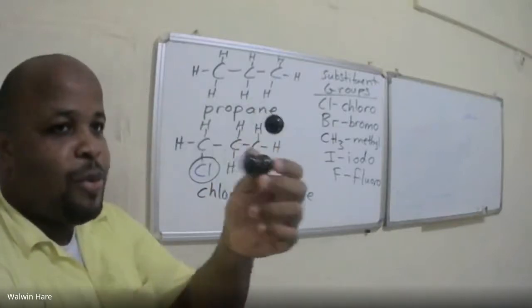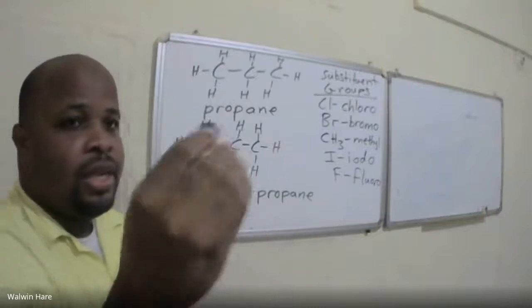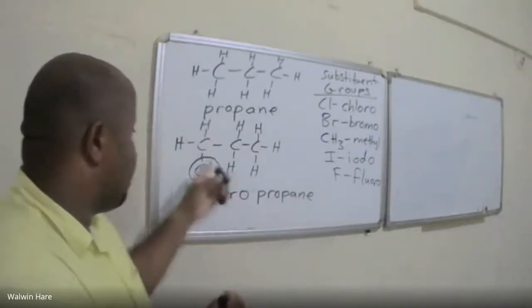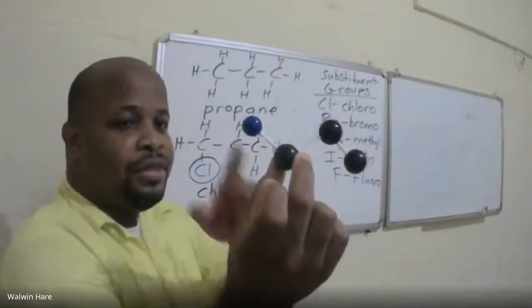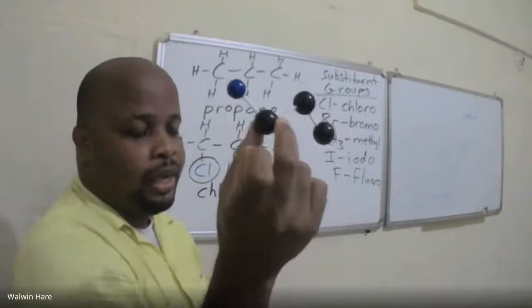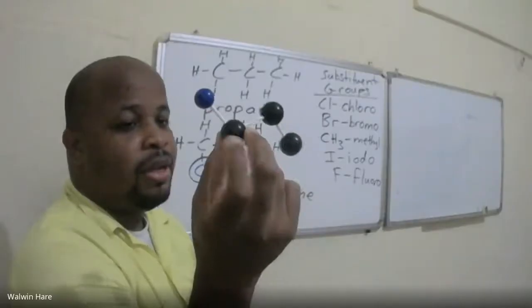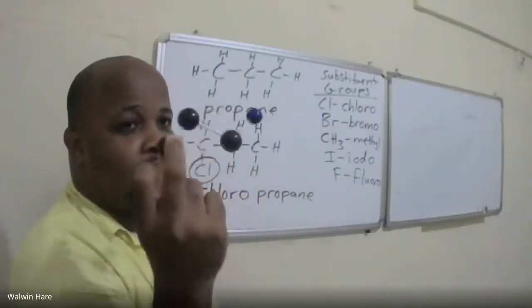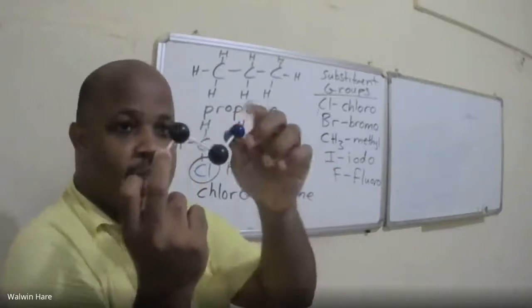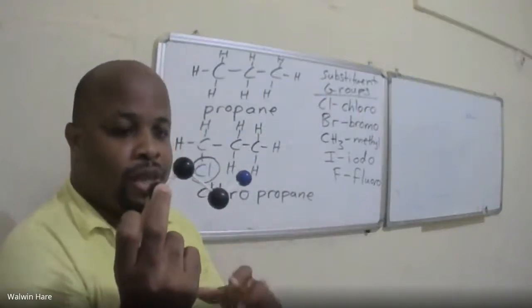All right, so each of these black balls is representing a carbon atom, and the blue one is representing the chlorine atom. If I select the chlorine atom, which carbon atom is it attached to? The first one. If I do this, which carbon atom is it attached to? The third one. The reason why I'm doing this is that you start counting from the end that is closest to your substituent group. You always count from the end closest to the substituent group.